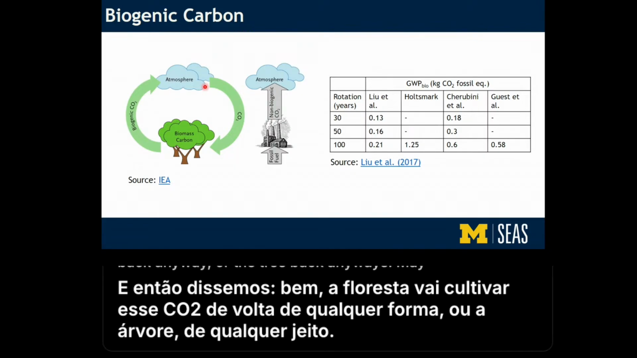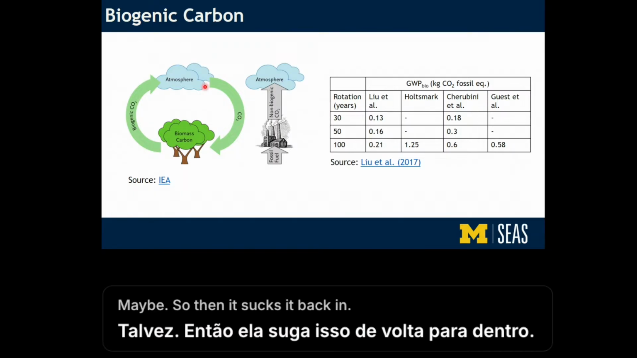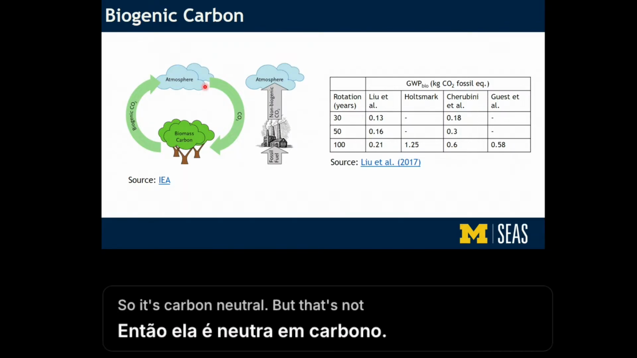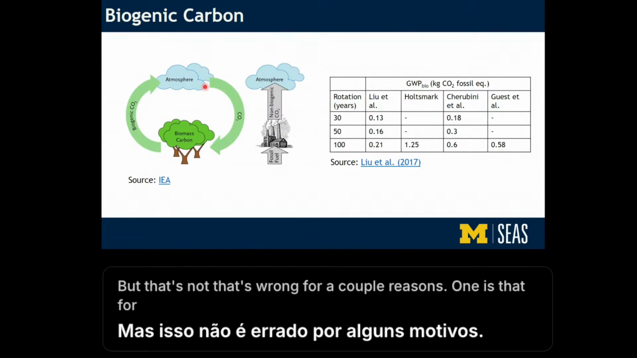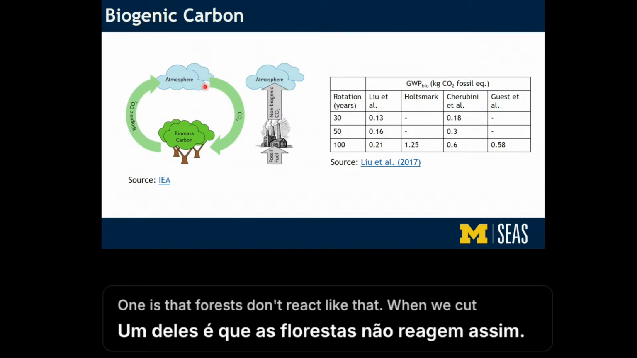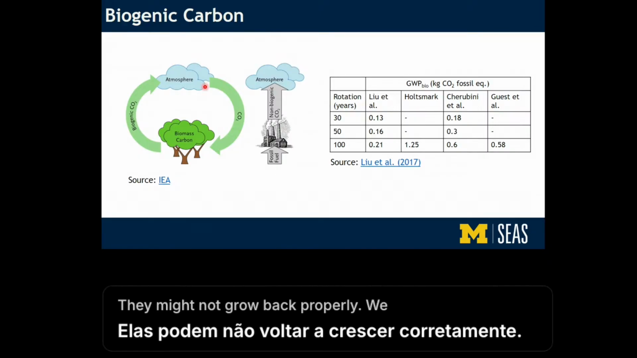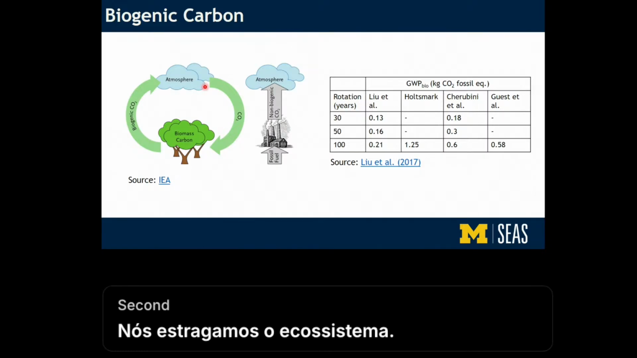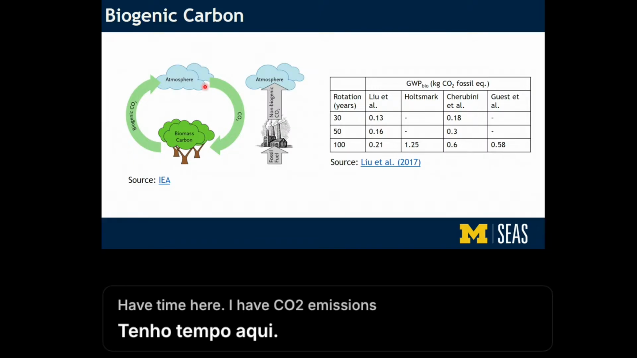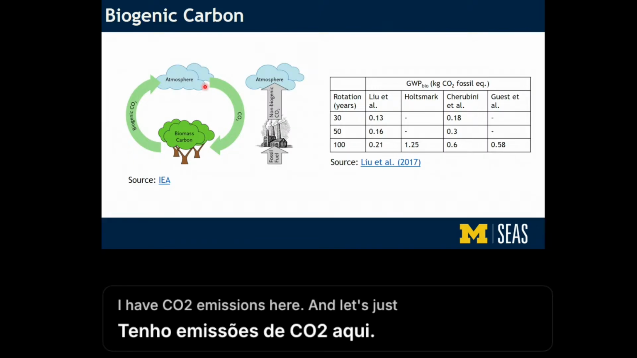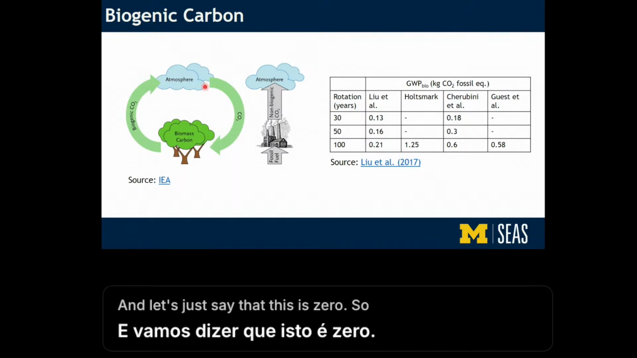But that's wrong for a couple reasons. One is that forests don't react like that. When we cut them down, there can be emissions from the soil. They might not grow back properly. We ruin the ecosystem. Second reason is that the timing matters, right? So I have time here, I have CO2 emissions here, and let's just say that this is 0, so above this is a positive emission to the atmosphere, below here is negative, right?